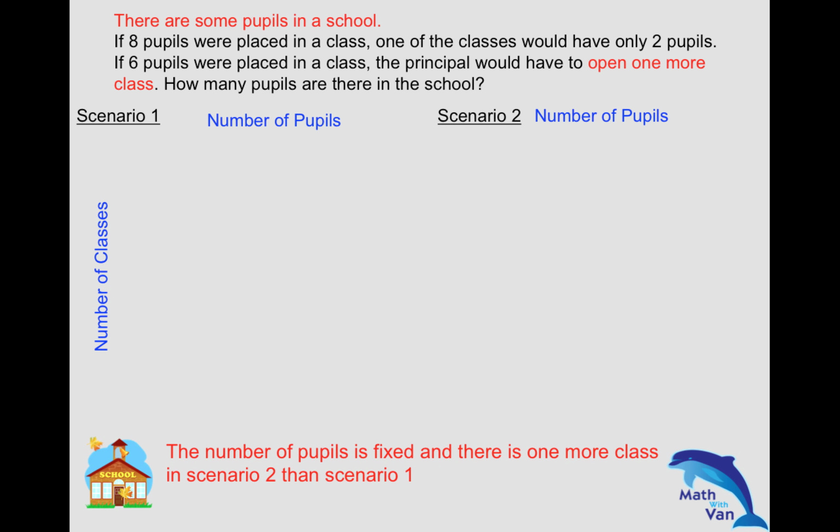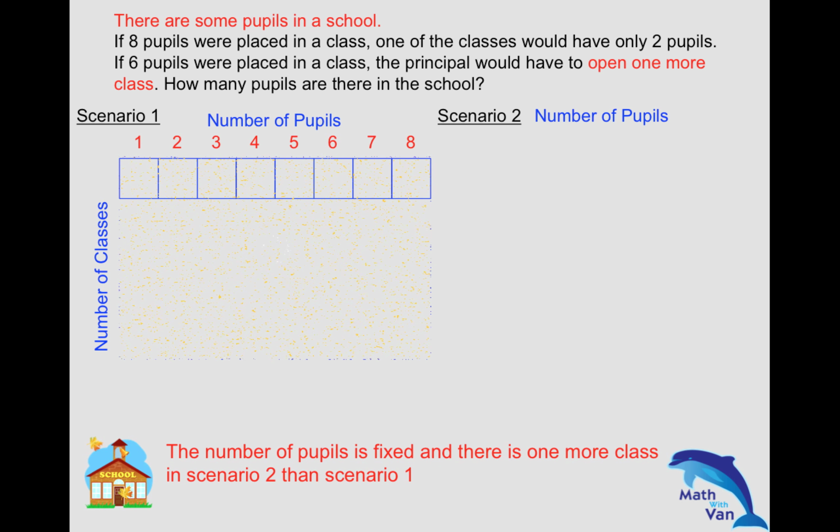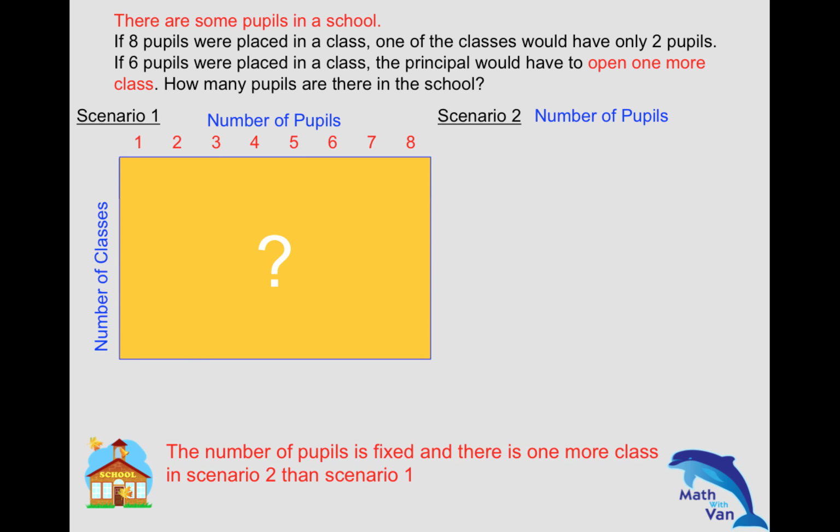So in scenario 1, 8 pupils were placed in a class, so I would have 8. And one of the classes would only have 2 pupils. But the problem is we do not know how many classes are with 8 pupils. Well, never mind, we just put one big block over there to represent the number of classes, with one big question mark since I don't know. But I know that in one of the classes, let's call it the last class, I have 2 pupils.